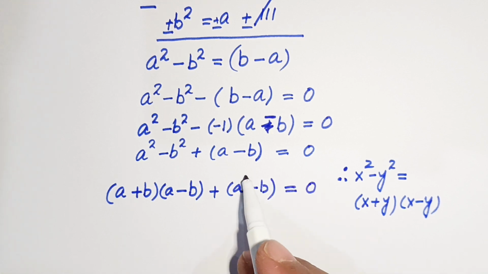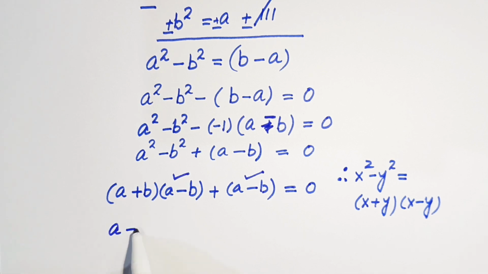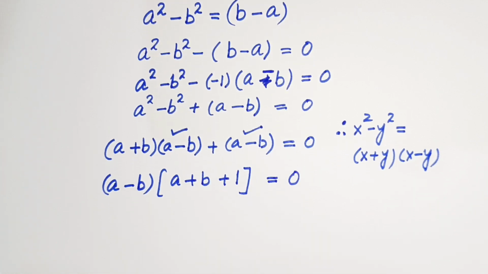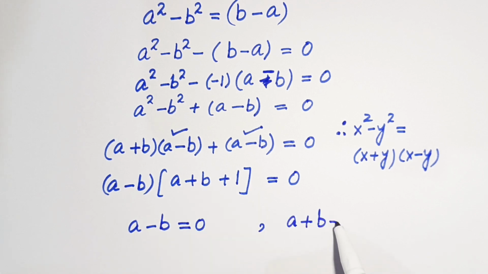Now here it is a minus b and it is also a minus b, so taking a minus b as a common term, we get a minus b times a plus b plus 1, where we write 1 because it is divided by this, is equal to 0. Now here we have two possible conditions: a minus b is equal to 0, and a plus b plus 1 is equal to 0.